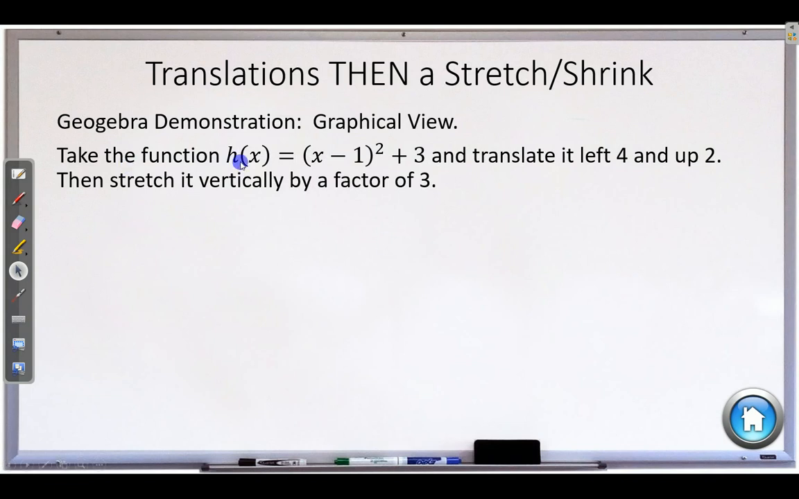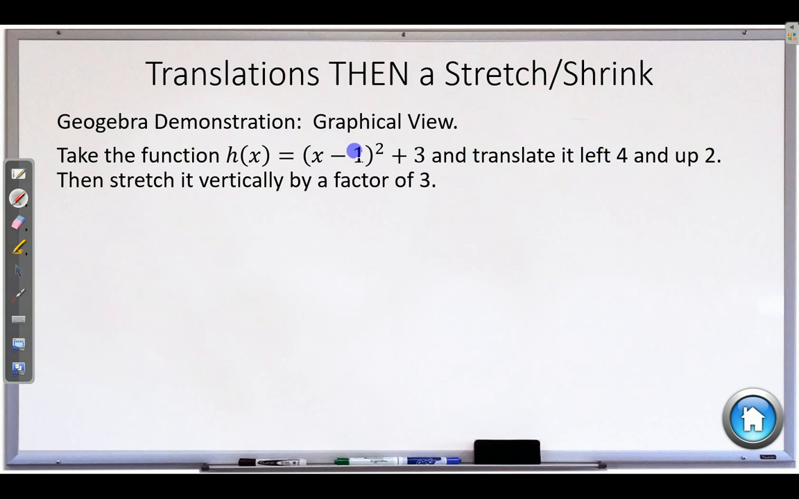So take the function h of x is equal to this and translate it left 4 and up 2. The translation is going to be the easy part, but then we are going to stretch it vertically by a factor of 3. So first let's do the easy part here and translate it left 4 and up 2. Now that you can probably do in your head.